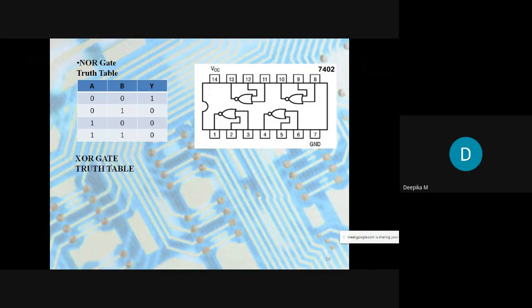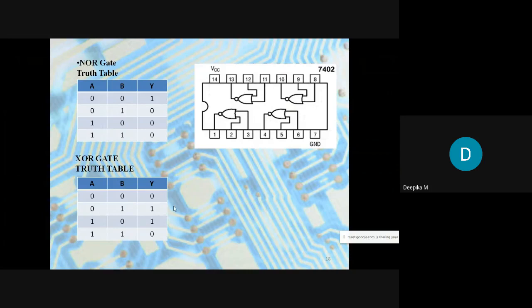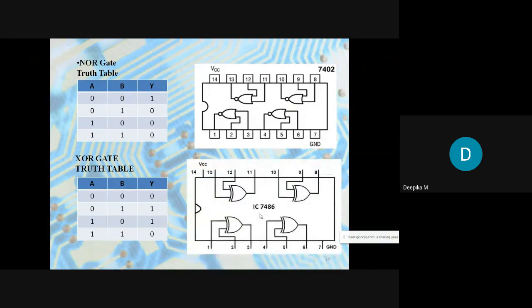And the XOR gate is nothing but the exclusive OR gate. We can say this is also a special gate. Only if any one of the input is high, then the output is going to be 1. This is nothing but the XOR gate. The IC number is 7486, and this is the circuit symbol. Again, 1, 2 is input, 3 is the output.